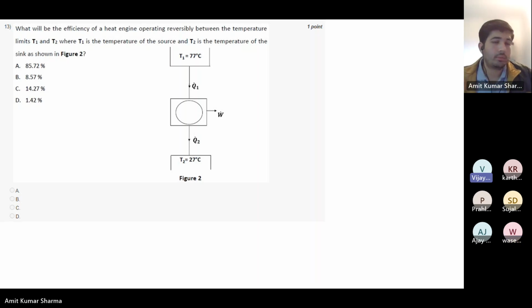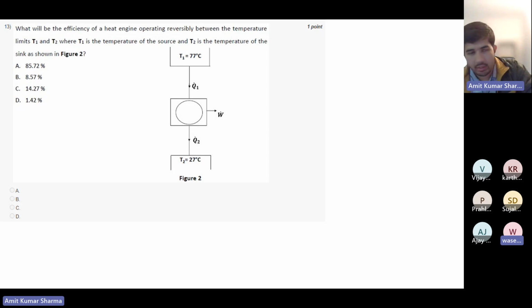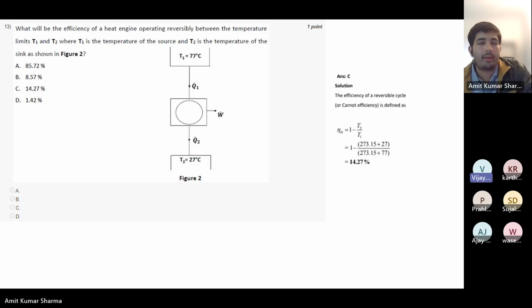14.27%, option C. Okay, let's see the answer. Yeah, it's 14.27%. So we have to apply the basic formula, Carnot efficiency: (T1 minus T2) upon T1, or you can say 1 minus T2 upon T1.